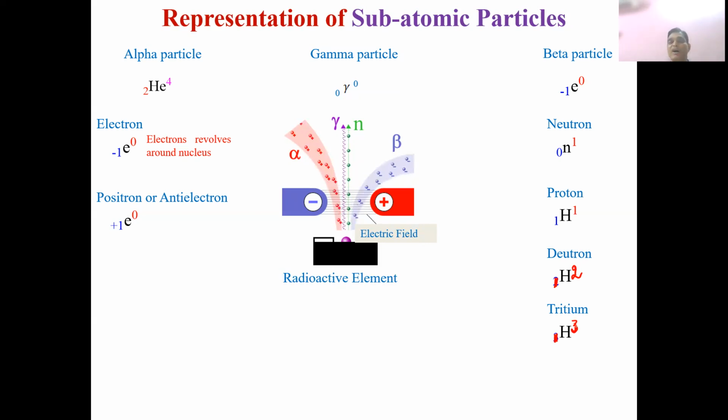These three are the isotopes of hydrogen: protium, deuterium, and tritium. These three are the isotopes of hydrogen, having the same atomic number, but they differ in their mass number. These are the isotopes.